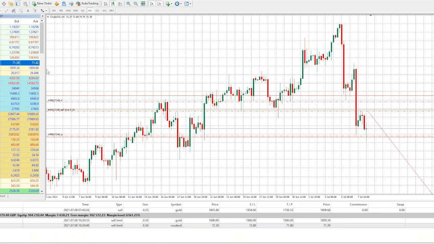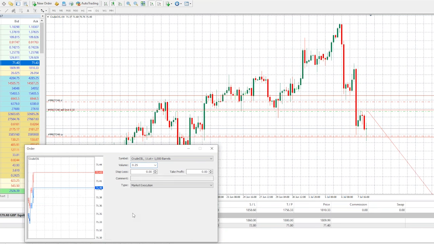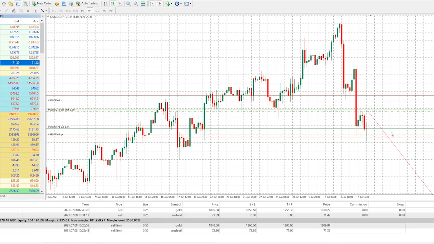The second idea could be, I think oil's just going to keep dropping. And since it's not as good of an entry point, maybe I do a smaller position. Okay. Maybe I do a market sell. And again, I say, okay, I'll put my stop loss above this resistance. If it breaks that resistance, I'm out.